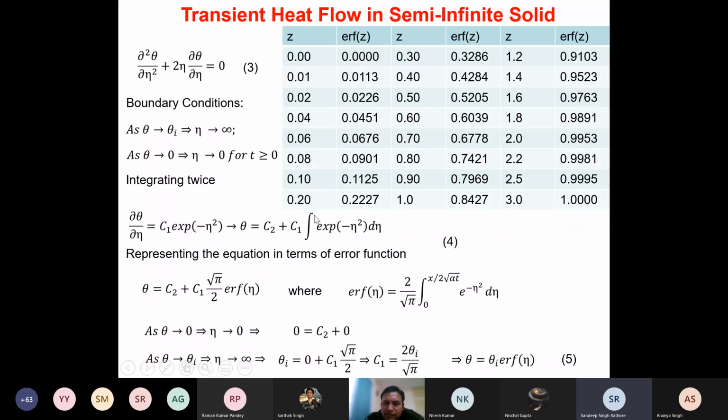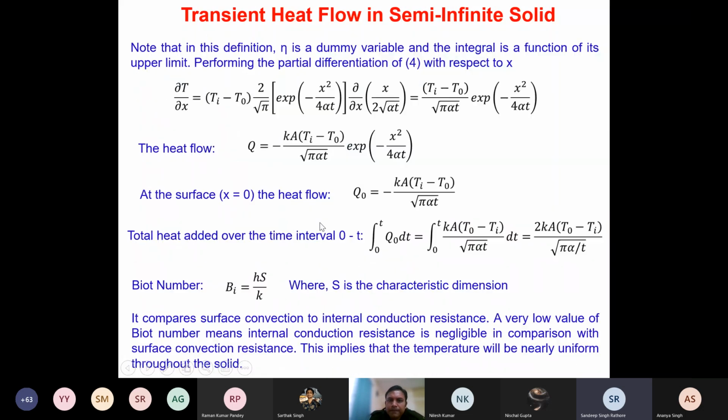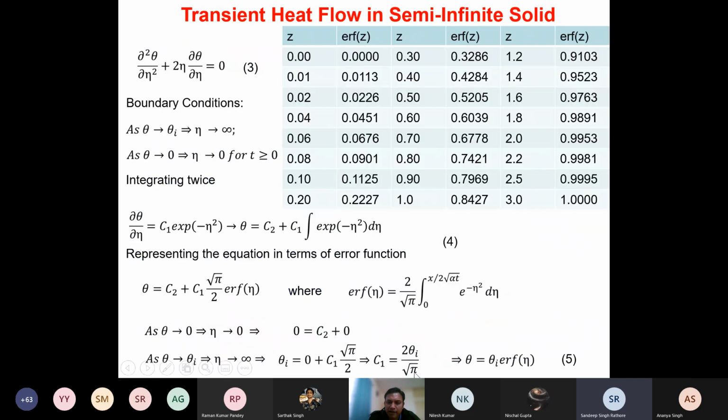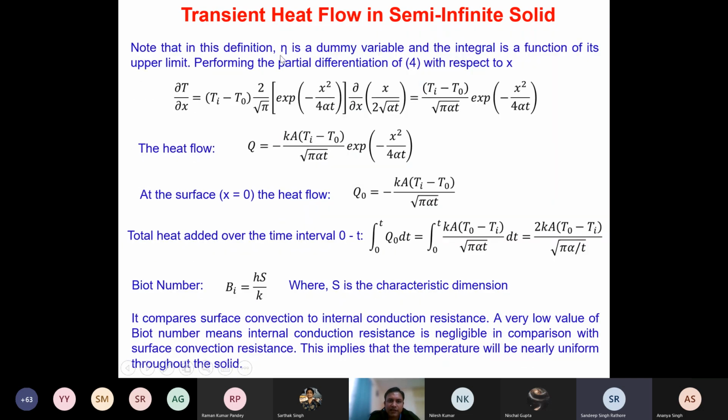If you differentiate this term in the integral, what we get is this. (Ti minus T naught) 2 by pi. This is already from theta I. This is already from this 2 theta I by pi, isn't it? So that is what is directly written here.